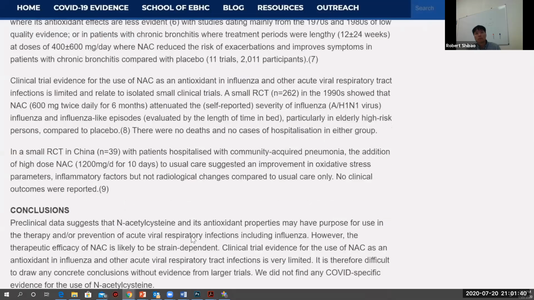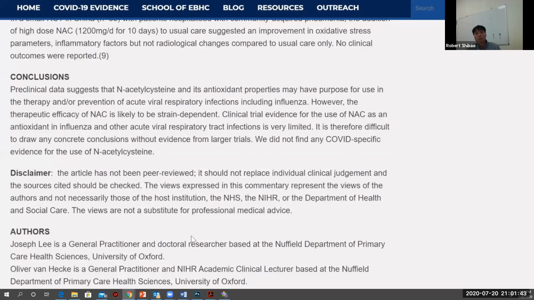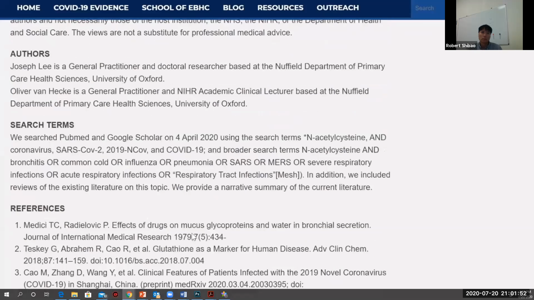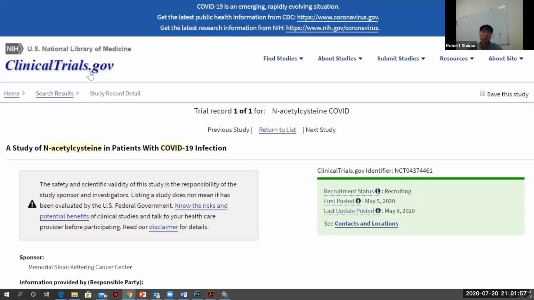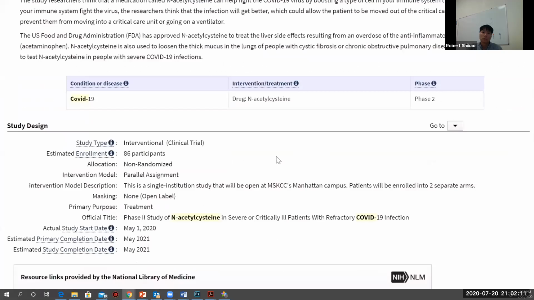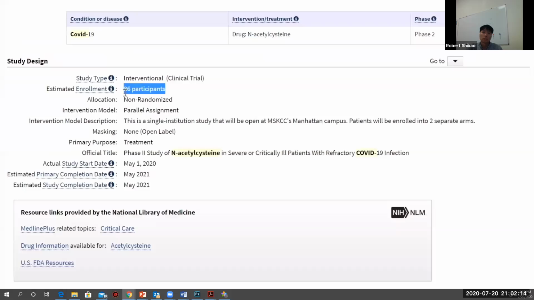really don't touch at all on NAC and its ability to cleave those disulfide bonds and break up and thrombolyse some of these clots that we are seeing. And it's well referenced. So when I went to clinicaltrials.gov to see if anything was being done, I did find only one study, a study of N-acetylcysteine in patients with COVID-19 infection. And if you look here, they're actually giving it to patients who have severe disease, which I was very happy to see. They were trying to enroll 86 participants.